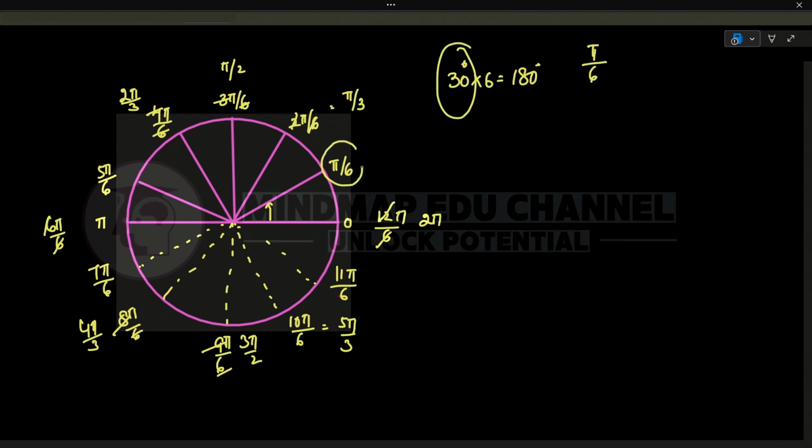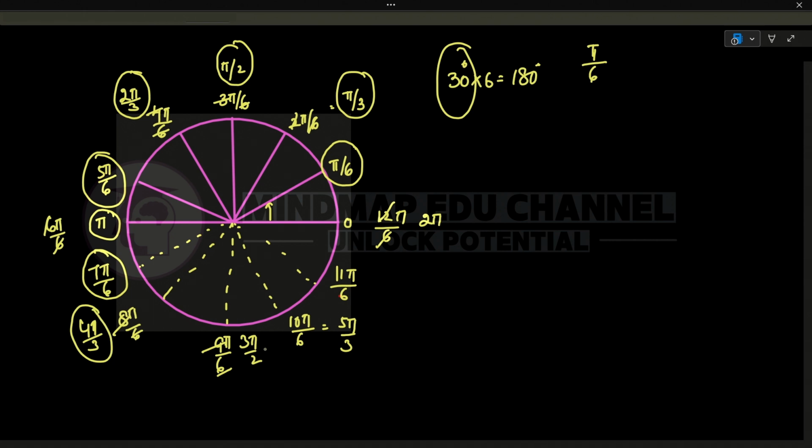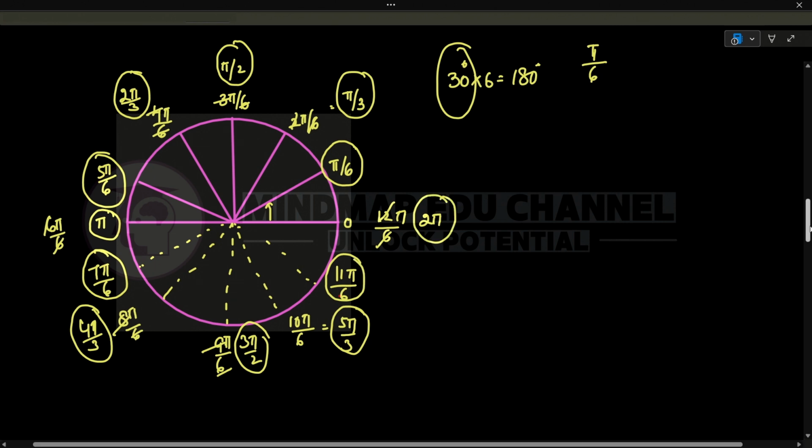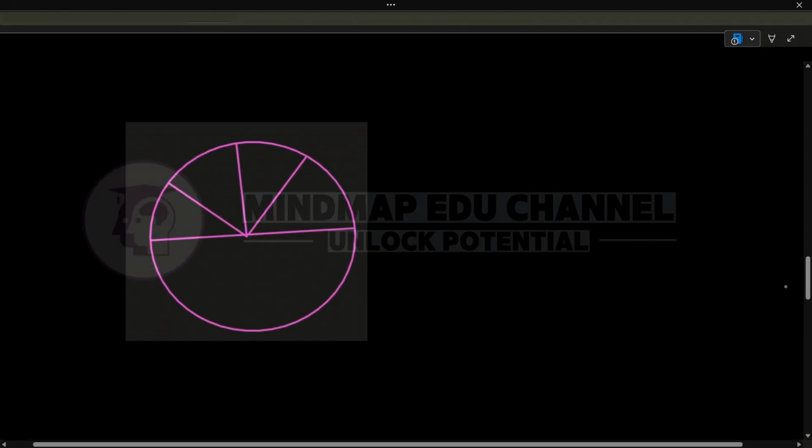So we have pi by 6, pi by 3, pi by 2, 2 pi by 3, 5 pi by 6, pi, 7 pi by 6, 4 pi by 3, 3 pi by 2, 5 pi by 3, 11 pi by 6, and 12 pi by 6. Let's move to the next important points, and let's say this is on the basis of 45 degrees. So on the 45 basis, now let's see, it's 2 pi here, it is pi here.